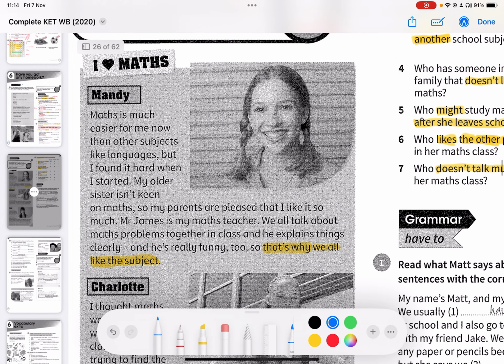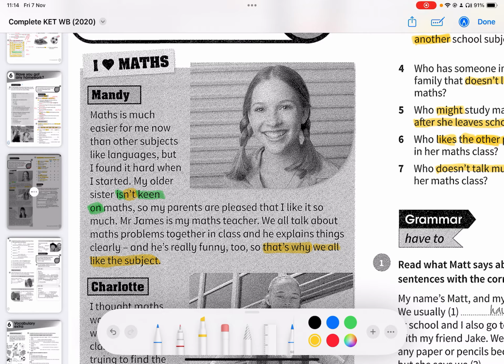We've got here, math is much easier for me now than other subjects like languages. But I found it hard when I started. My older sister isn't keen on maths. So we've got is keen on. Keen on means thích. And we've got isn't means không thích.